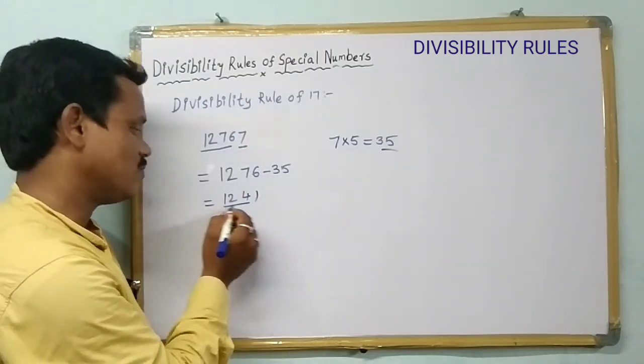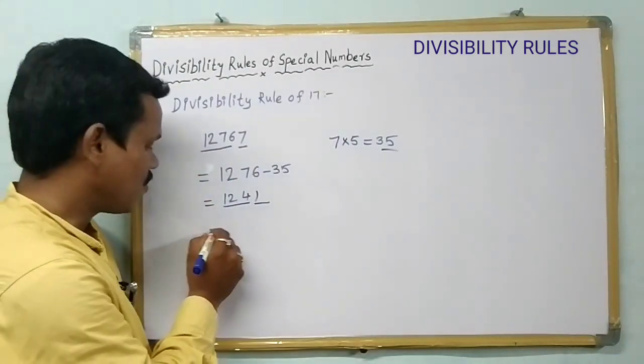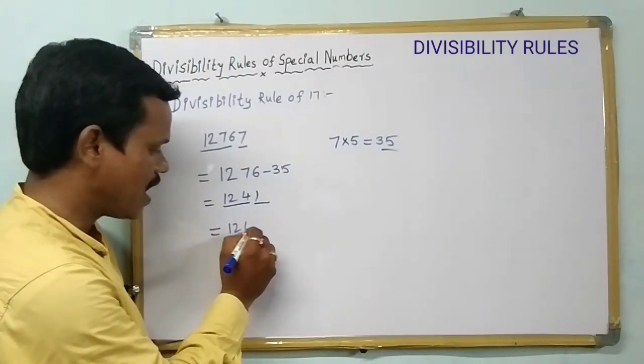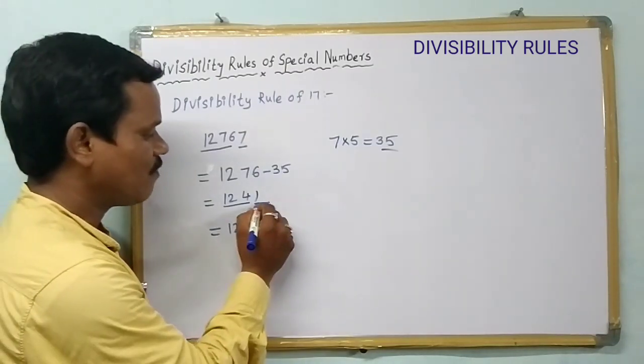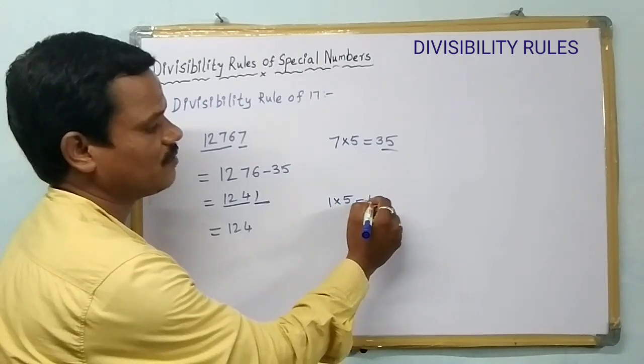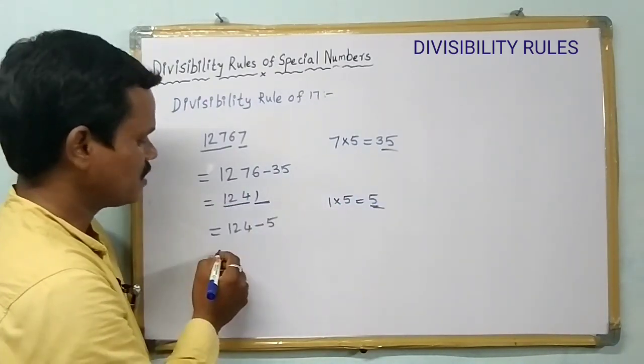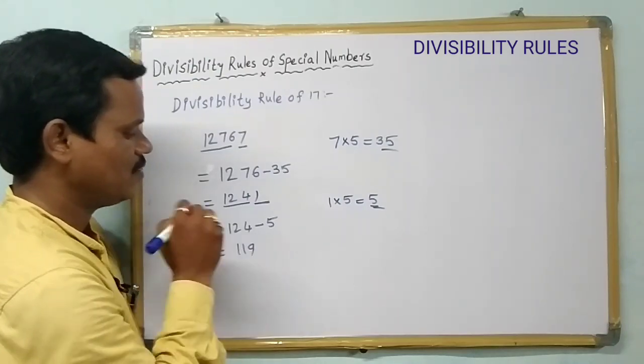Now again do the same procedure. Now this is the second part and this is the first part. Step 1 is over. Now write the second part, 124, as it is. Now multiply the first part number by 5. The answer is 5. Now subtract 5 from the second part. The answer is 119.